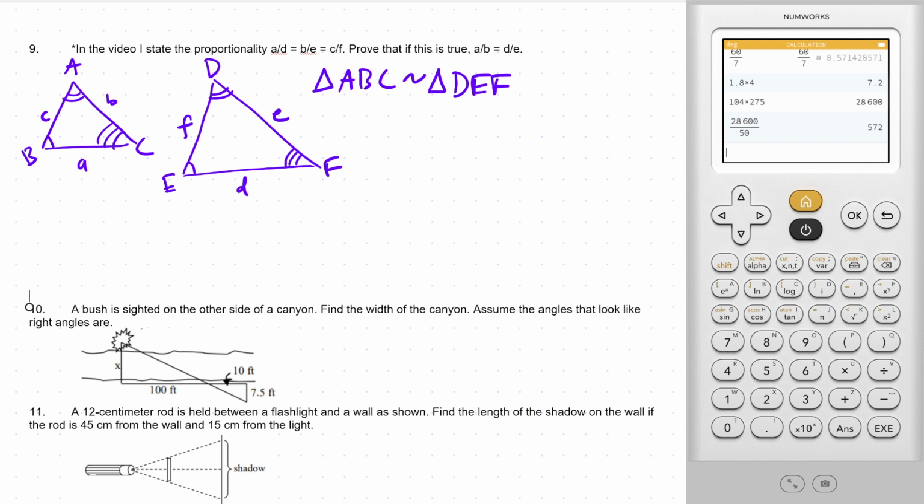And so if that's true, if the 2 triangles are similar and the sides are labeled as I have right here, then our proportionality statement is A, oops, sorry about that. Let me erase this. One more time, third time's a charm. There we go. A over D is equal to B over E is equal to C over F.